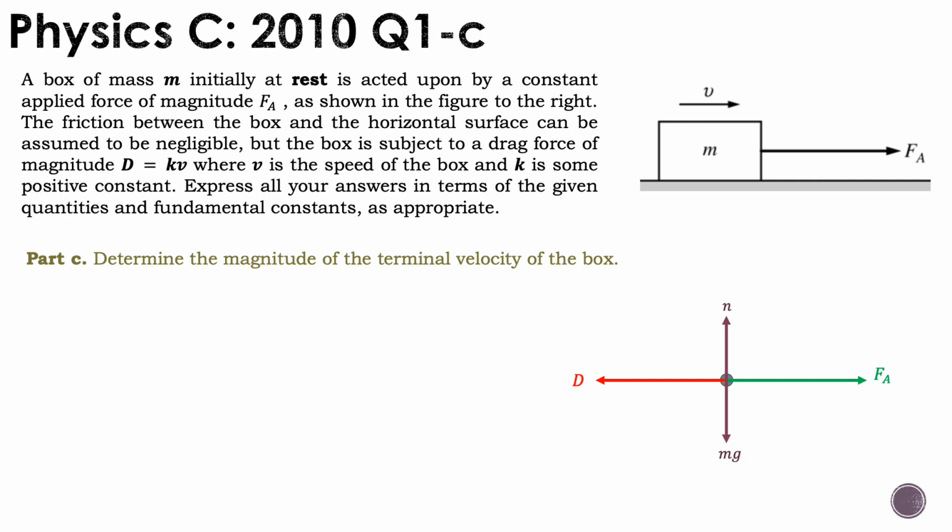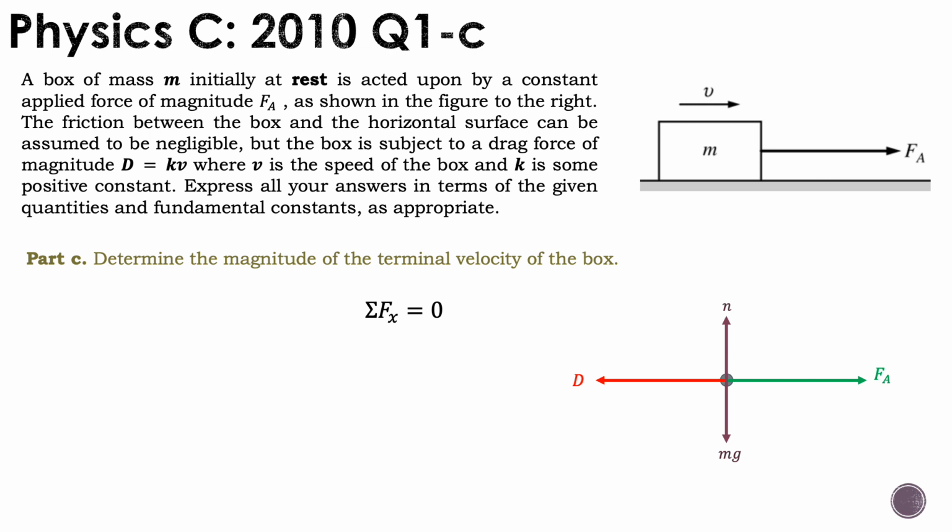Okay, part C says determine the magnitude of the terminal velocity of the box. For this, I draw a new free body diagram. We know by now that terminal velocity happens when the applied force equals the drag force. So I'm applying Newton's first law.